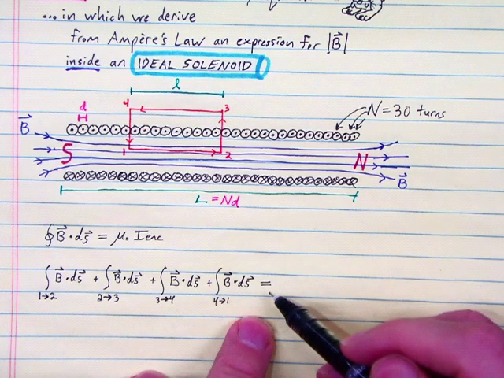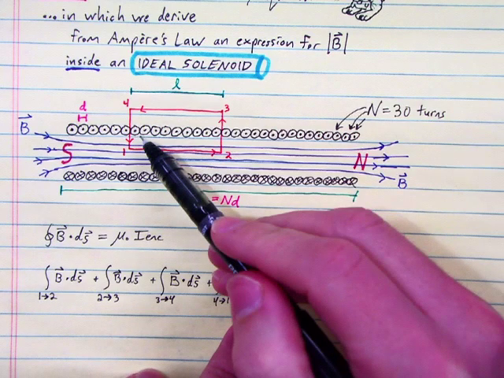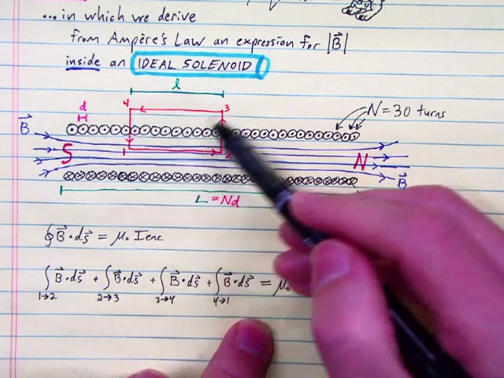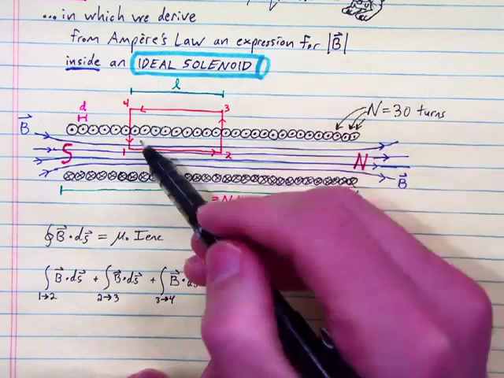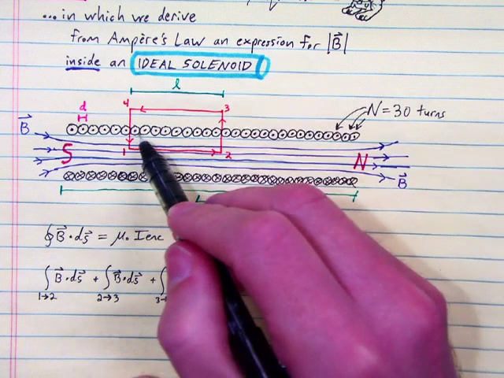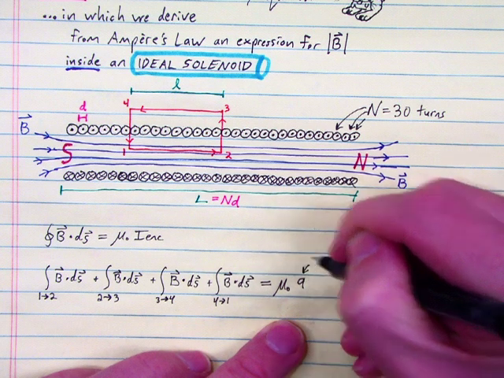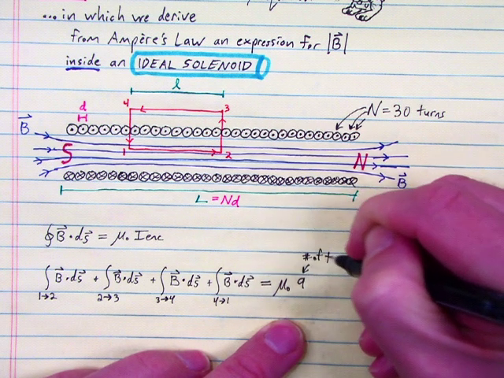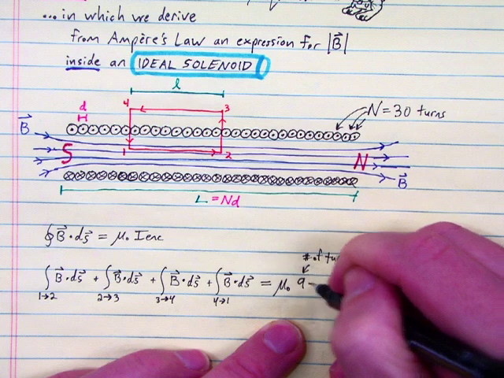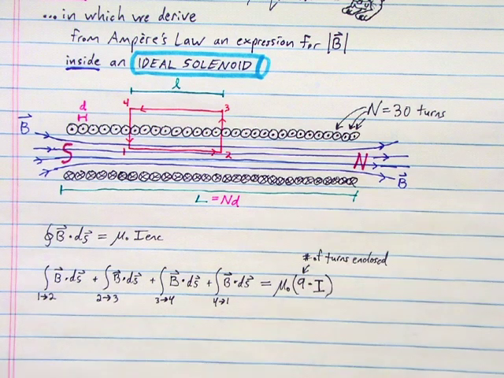Our current enclosed here on the right-hand side will be the current running through each wire times the number of wires penetrating through this open surface bounded by our rectangular Amperian loop. So that's 1, 2, 3, 4, 5, 6, 7, 8, 9. Looks like I've enclosed 9 turns in there, so that'll be 9, the number of turns enclosed, times I, the current carried by each one of those wires.